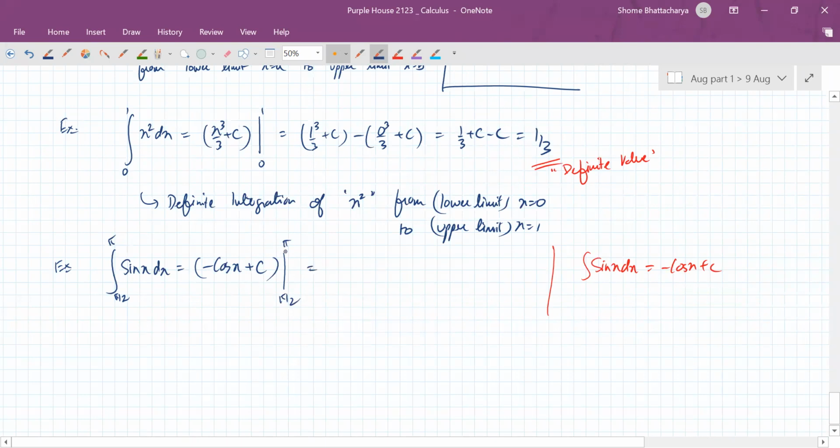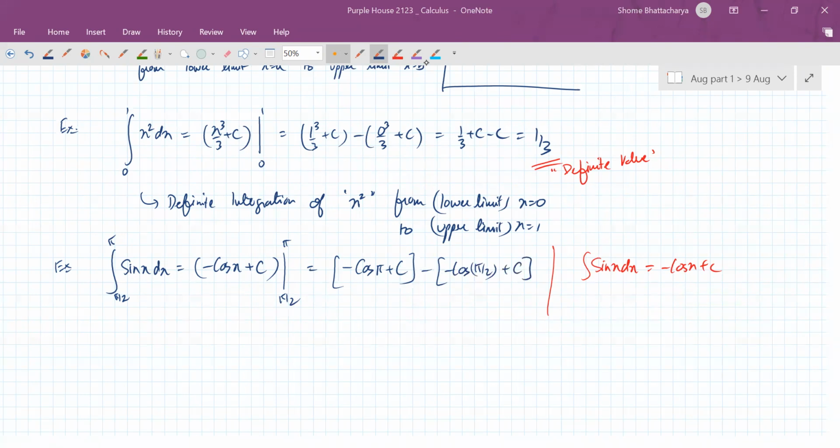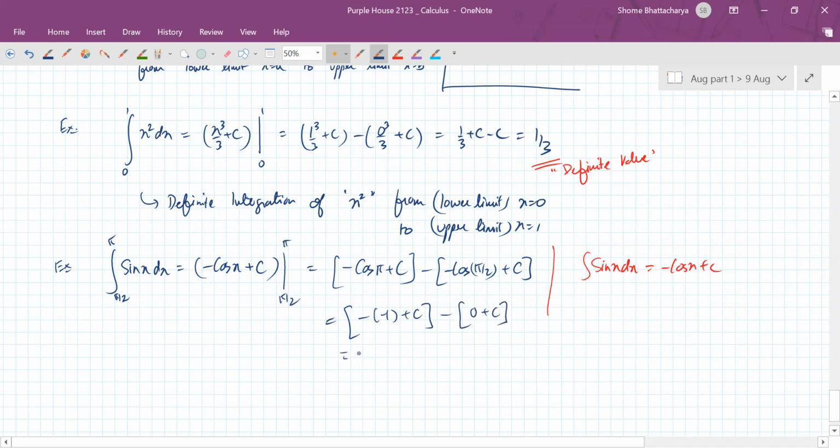Okay, so now what is my I(b)? It is the value of this function at x equal to pi. So it is minus cos pi. And the lower limit is minus cos pi by 2. In fact, you need not write the c also because it always cancels out. Yes, very good, Ayan, that's correct. So with practice, you will see that you don't need to write the c. Okay, so minus of minus 1, and cos pi by 2 is 0. So this becomes 1. So this is the answer.